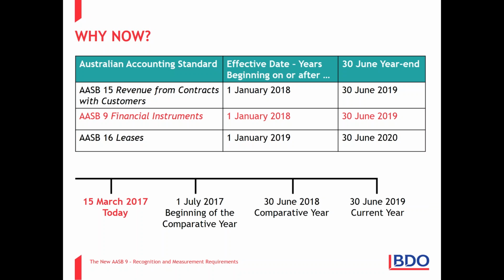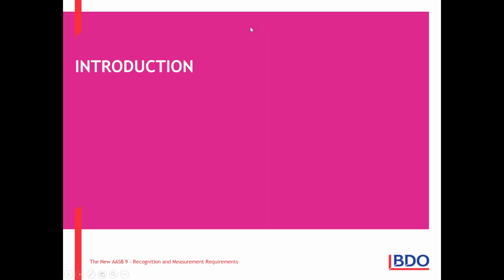Therefore, your comparative year will be 30 June 2018. The start of your comparative year is 1 July 2017. Today is the 15th of March, so we're talking another 3.5 months before the start of the comparative year. So it's close by. We have to start to think about it, do an analysis on how it will impact us, get ready, gather the correct information. So a bit of an introduction.